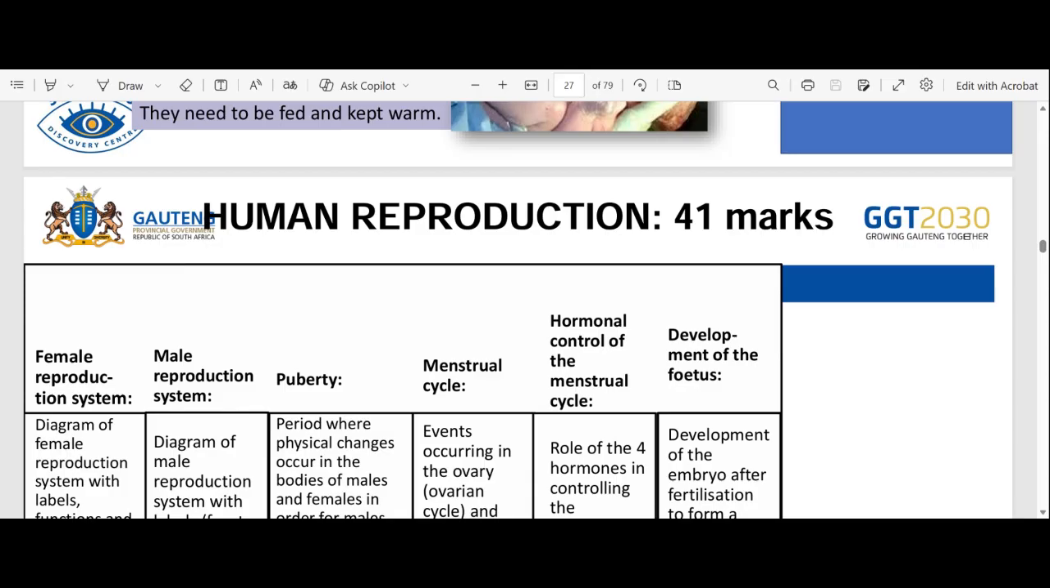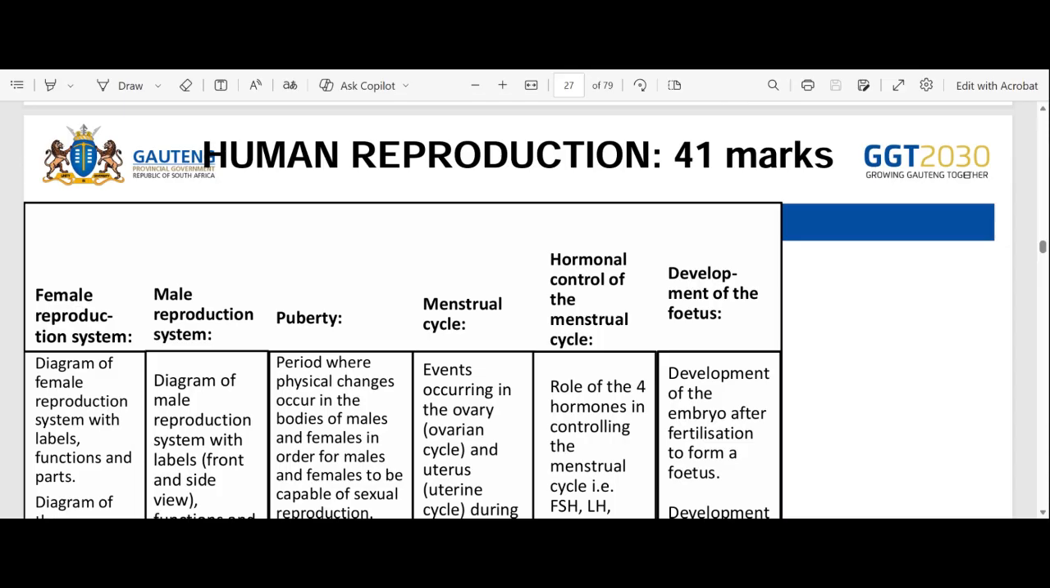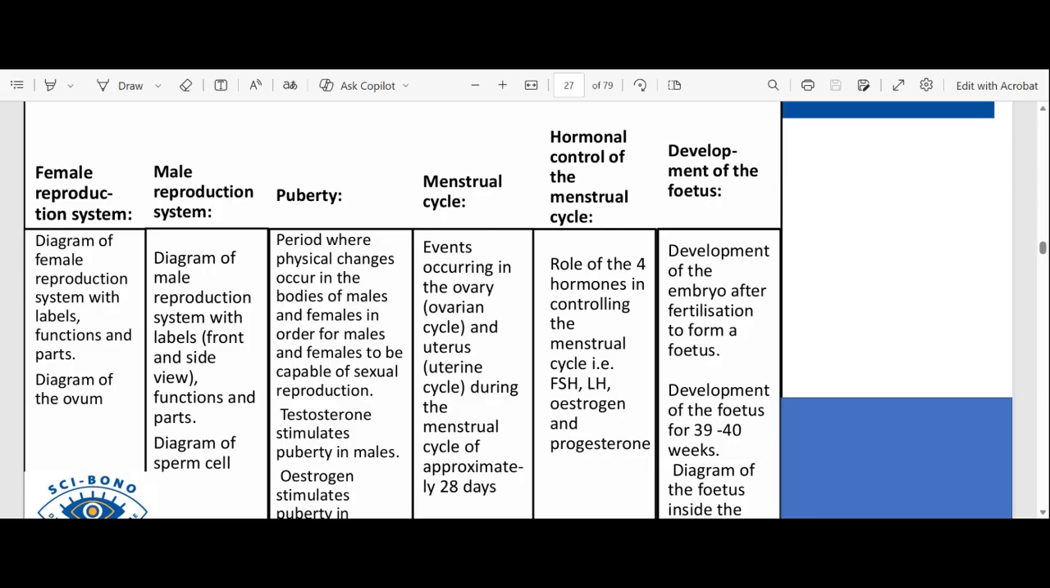Now let's go to human reproduction. How do humans reproduce? In human reproduction, we're going to start with the female reproductive organ. The next thing we're going to focus on is the male reproductive system. And then puberty. What is puberty? At what age do you reach puberty?